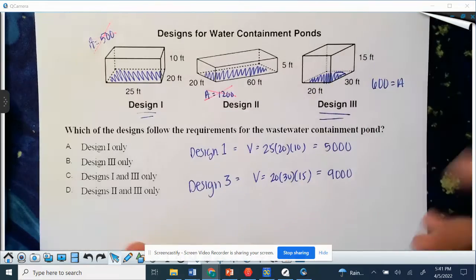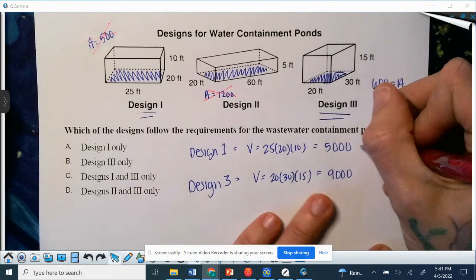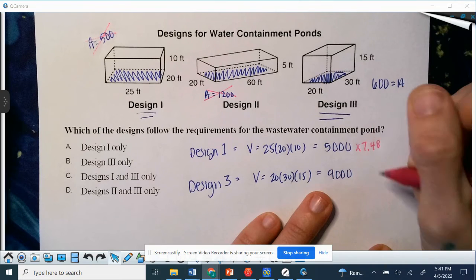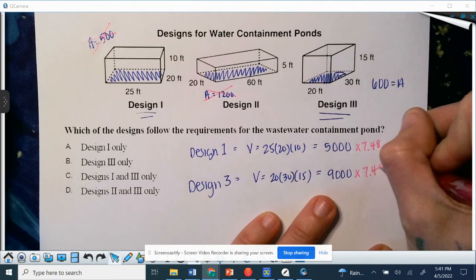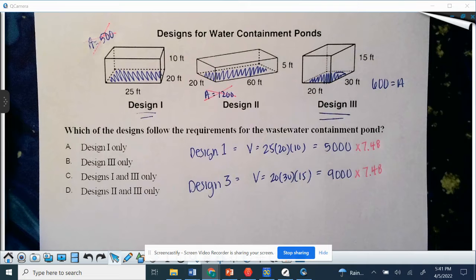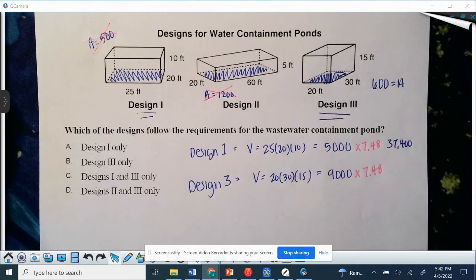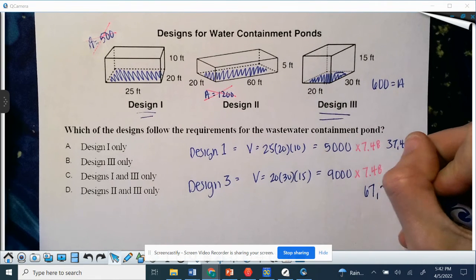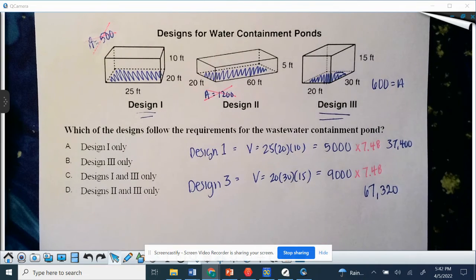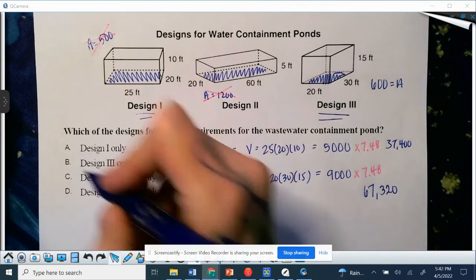So I'm going to take these two numbers. I'm going to take that 5,000 and multiply it by 7.48. I'm going to take that 9,000 and multiply it by 7.48. 5,000 times 7.48 gives me 37,400, which is not the 40,000 we need. And then 9,000 times 7.48 gives us 67,320, which does hold the 40,000 gallons of water that we need. So the answer is B.